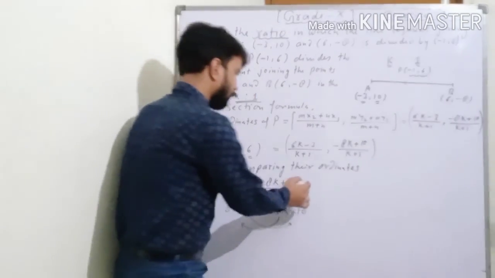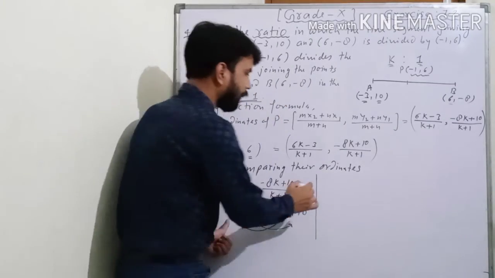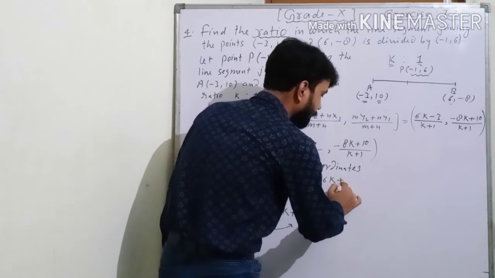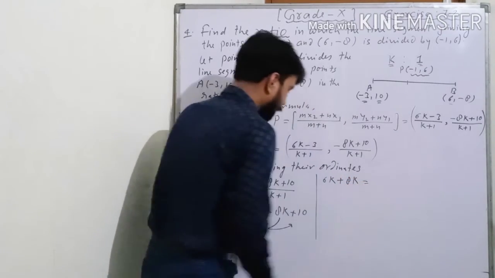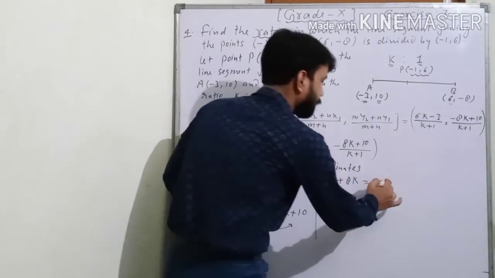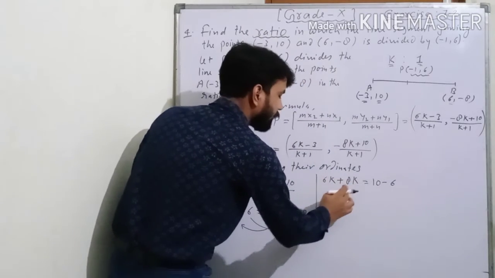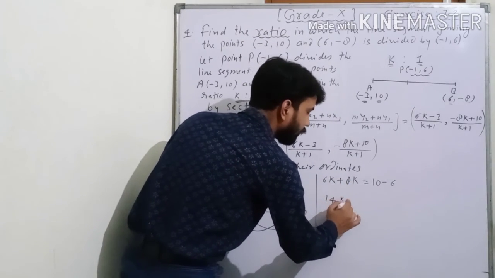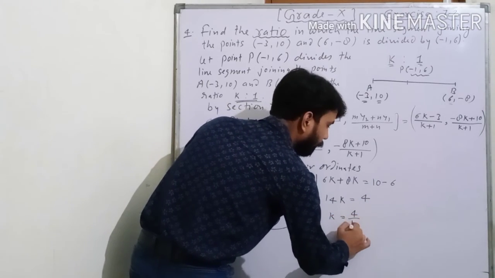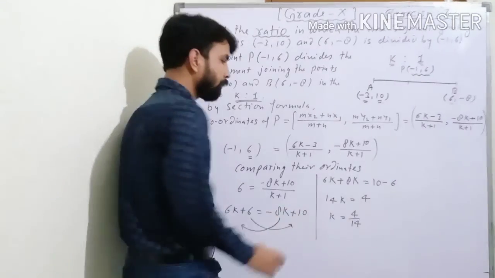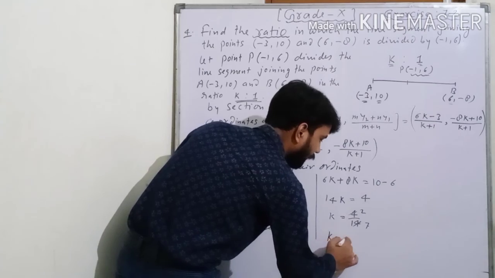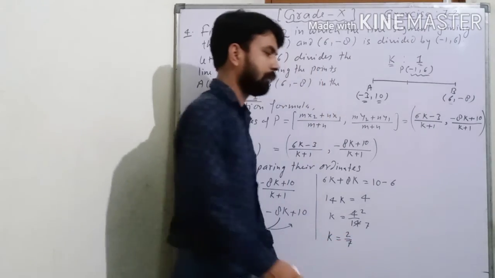Clear? So what we will get? 6k is already on the left hand side, so it will remain the same. This minus 8k we will shift to the left hand side, so it will be plus 8k equals 10, and this plus 6 will be negative 6. Now 6 plus 8, that is 14k equals 10 minus 6 is 4, and k equals 4 upon 14. Now cancellation will be there. 2 2s are 4 and 2 7s are 14. So the value of k equals 2 upon 7.